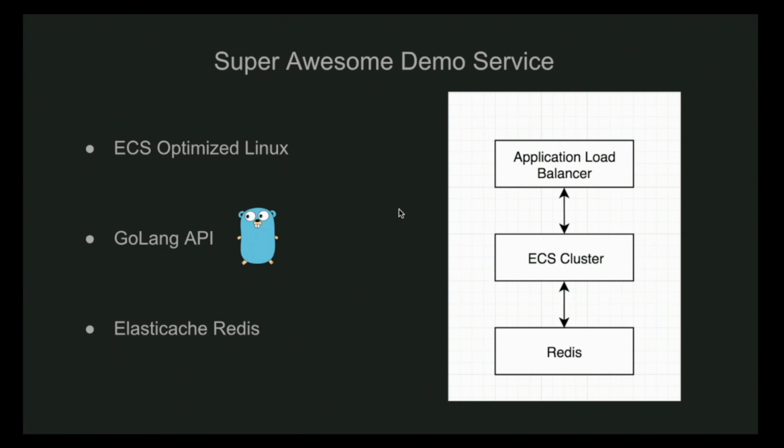The service is an API. It's written in Go, and then it uses ElastiCache Redis for a read-through cache. So pretty simple. This is the architecture. We're using the application load balancer in front of the ECS cluster. So we're doing some dynamic port mapping and things like that from the container host to the target group. We're not going to get too far into that, but just some detail on how it's hosted.